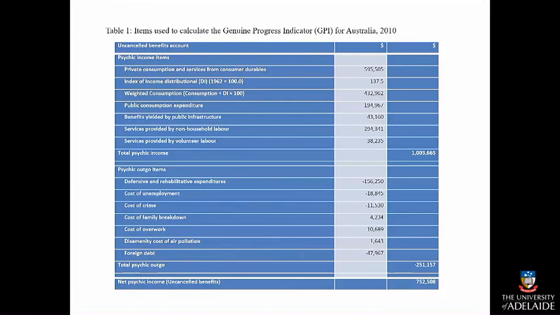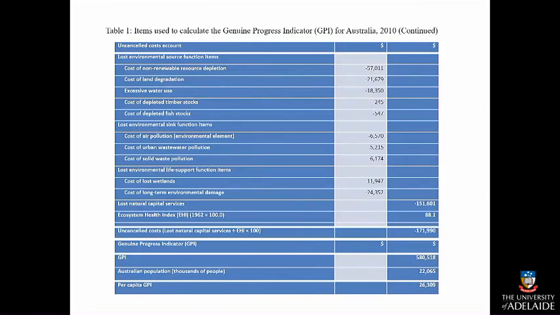Then our psychic outgo items: defensive and rehabilitative expenditures. It could have been placed elsewhere, but since it's a cost, something you subtract, I've put it in the psychic outgo account. Cost of unemployment, crime, family breakdown, overwork, and so forth, the foreign debt, gives us the total psychic outgo. So here's the psychic income for Australia, which is about $1 trillion in 2010. That's the psychic outgo. So there's the net psychic income, 752 billion. Yes, that's right.